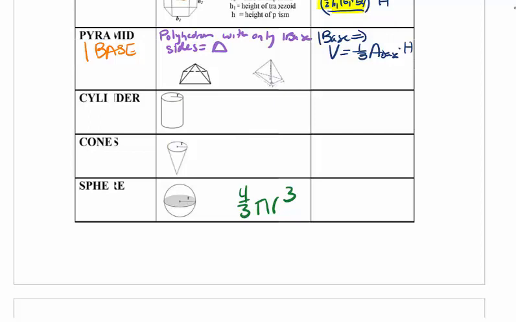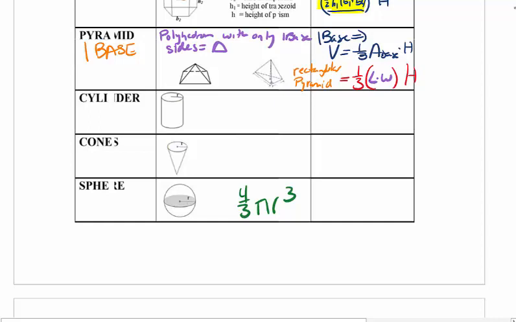So if I have a rectangular pyramid, and that means that the base is a rectangle, my formula here would be 1/3. The area of a rectangle is length times width. That's my formula for the volume of a rectangular pyramid: 1/3 area of the base times the height.